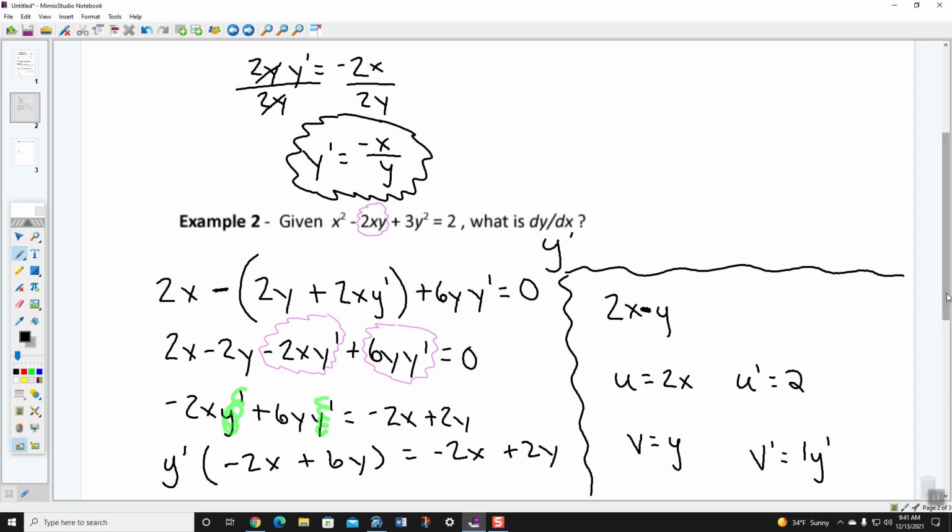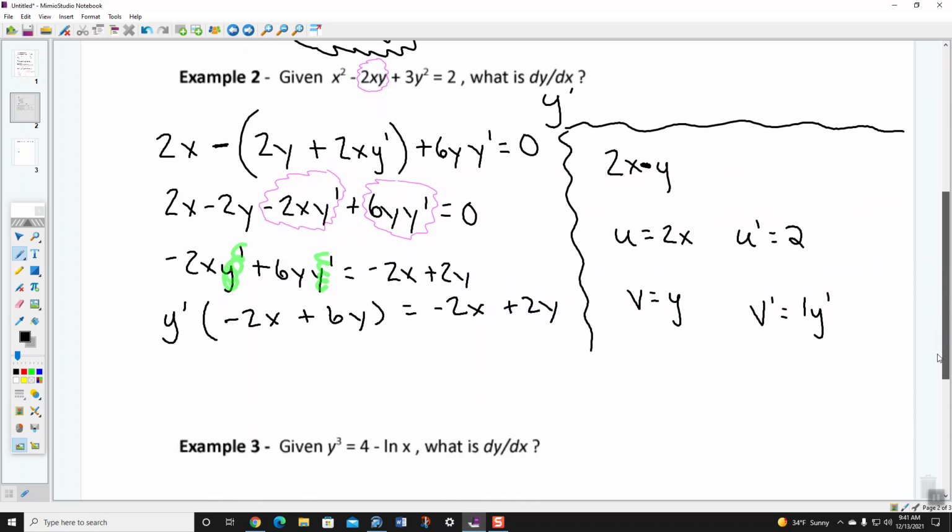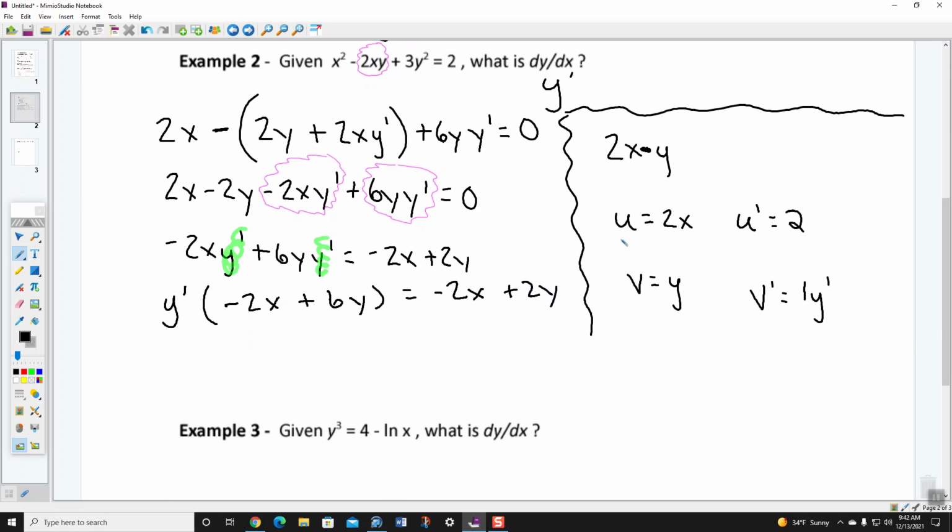Okay, kids, I guess the next step then really becomes how do you get y prime alone? Divide. We're going to divide, aren't we? Okay, so y prime would equal the following. It will equal the negative 2x plus 2y on the right. Over what?